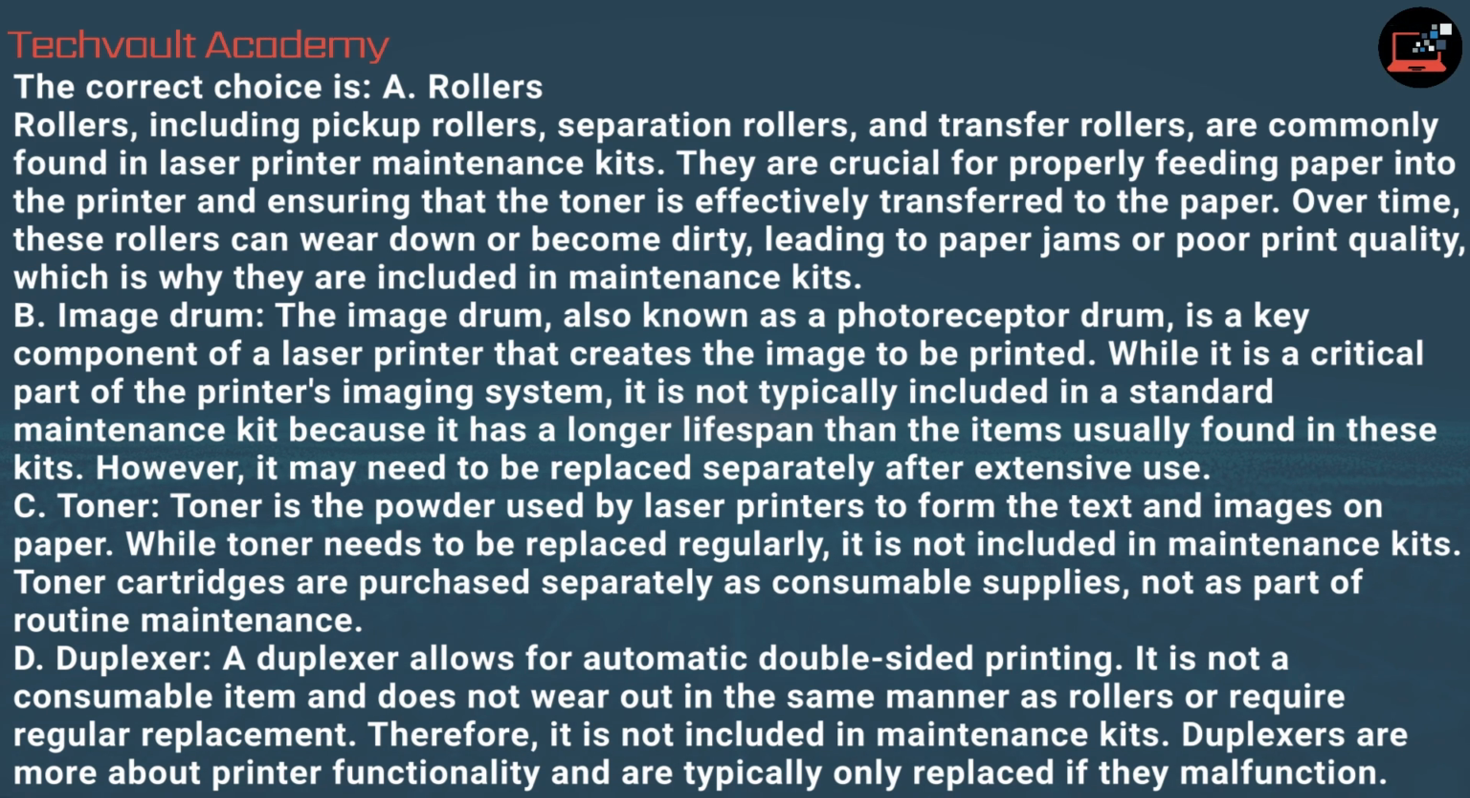D. Duplexer. A duplexer allows for automatic double-sided printing. It is not a consumable item and does not wear out in the same manner as rollers or require regular replacement. Therefore, it is not included in maintenance kits. Duplexers are more about printer functionality and are typically only replaced if they malfunction.